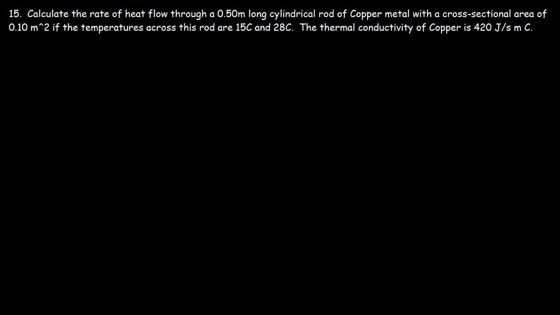Number 15. Calculate the rate of heat flow through a 0.5 meter long cylindrical rod of copper metal with a cross-sectional area of 0.10 square meters if the temperatures across this rod are 15 and 28 degrees Celsius. So let's begin with a picture.